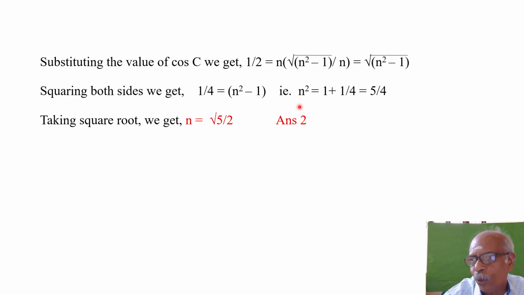Once again take the square root. If you take the square root of n square, you will get n. For the RHS, root of 5 by 4: root 5 is the numerator, root 4 is the denominator. What is root 4? 2. So n is equal to square root of 5 divided by 2. So that is the right answer.